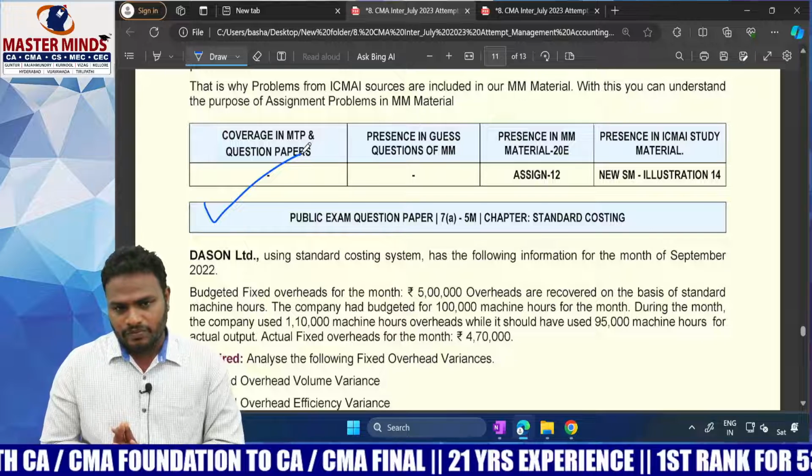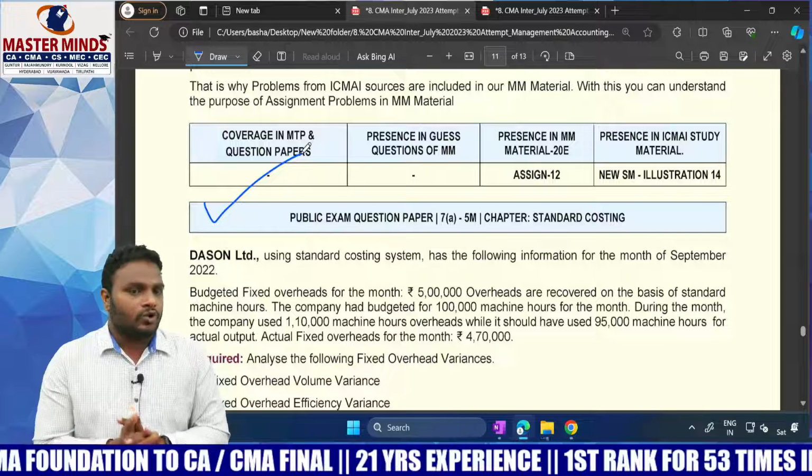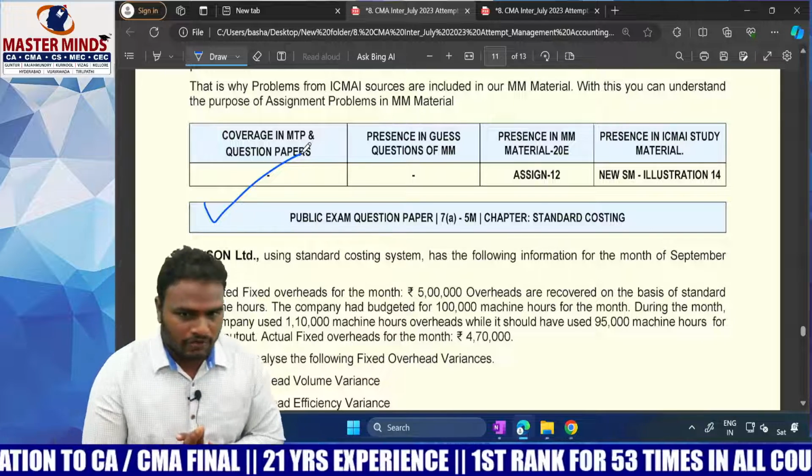There is a compulsory question on fixed overhead volume variance or efficiency variance.